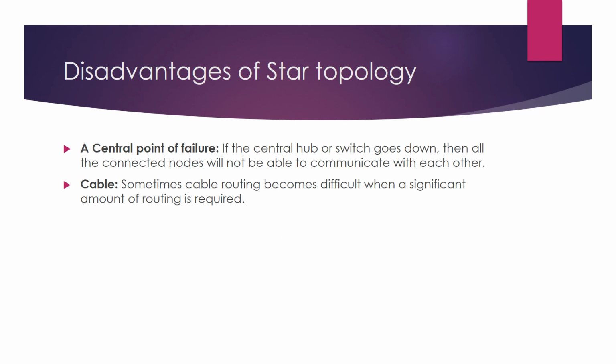Next, the disadvantages of star topologies are basically only two. The first is a central point of failure, because if the central hub or the switch goes down, then all the connected nodes will not be able to communicate with each other. So it's a very major problem of this star topology, although it's configurable. The second disadvantage is cable. Sometimes cable routing becomes difficult when a significant amount of routing is required.